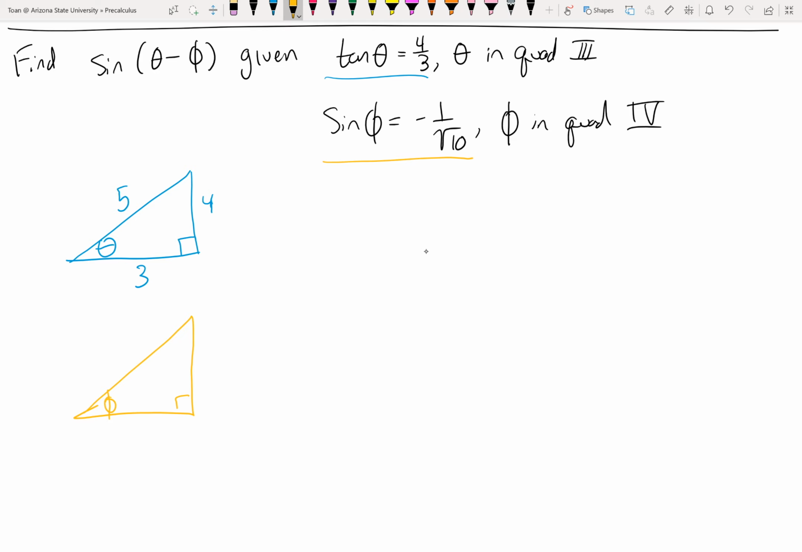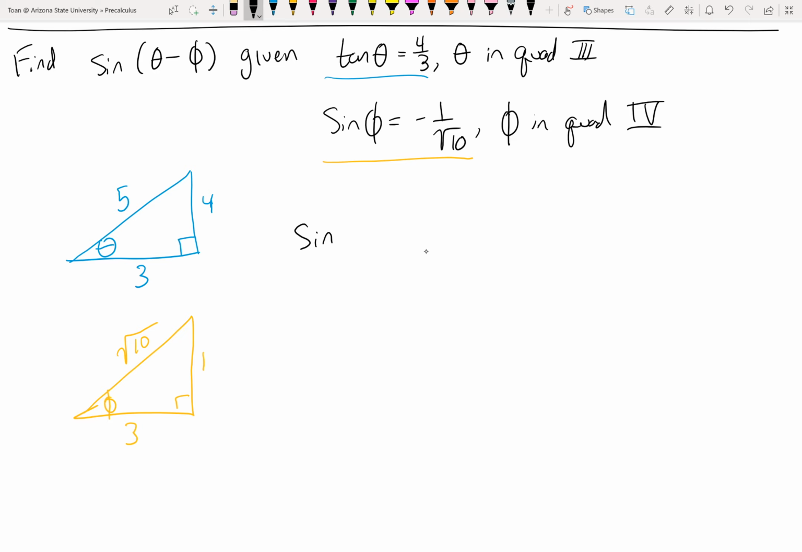I basically ignore the negative until the very end because we're going to take care of it when we apply the quadrant. So I'll just say that the opposite over hypotenuse is 1 over radical 10. And then through Pythagoras' theorem, I know that the missing side is 3. So then you just basically do the sine of a difference.